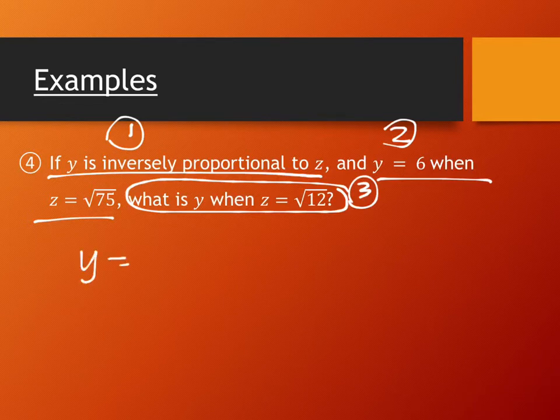Y equals what? K over z. Inversely puts the variable in the denominator. Y equals k over z. Okay, everybody good with that? So that's sort of step 1. I'll label them just so you can see them this time.